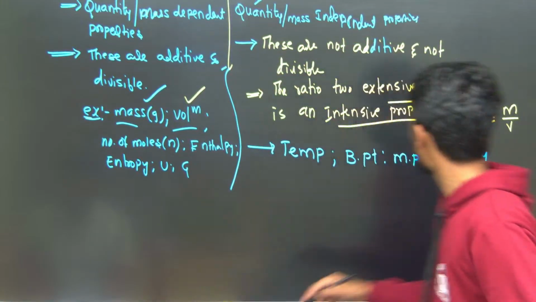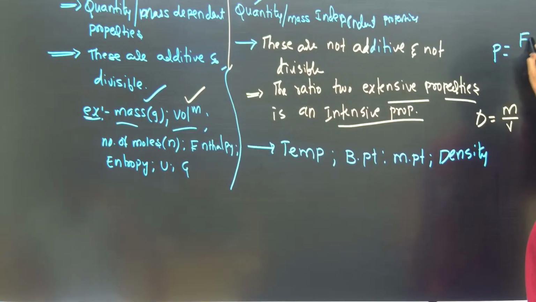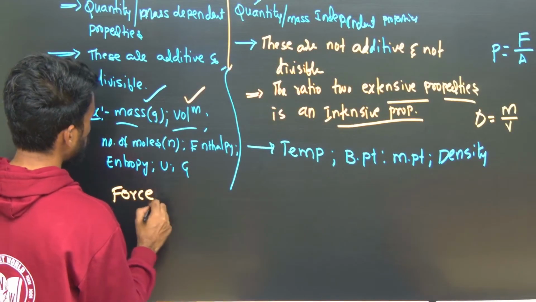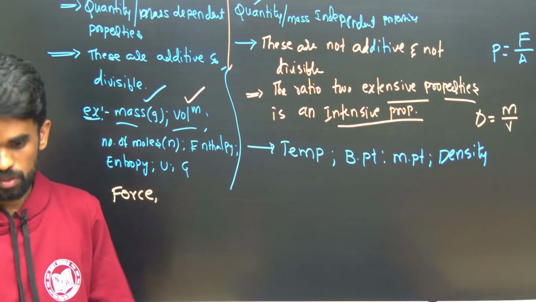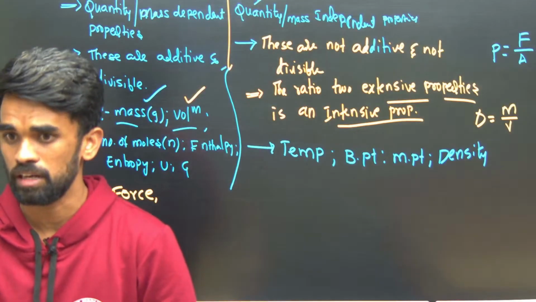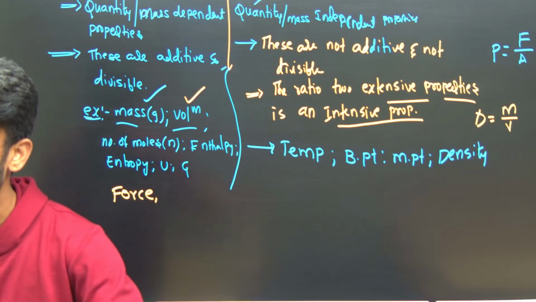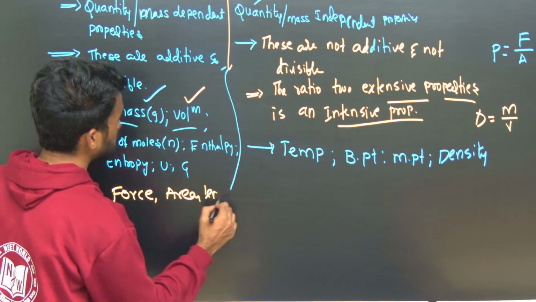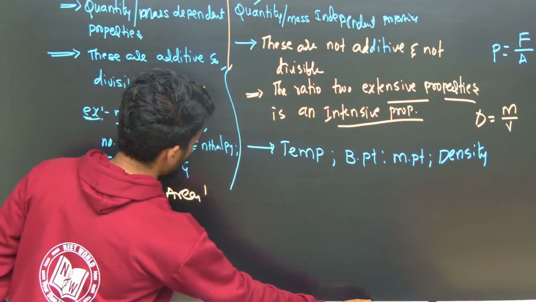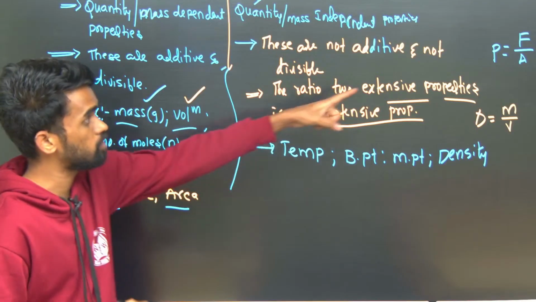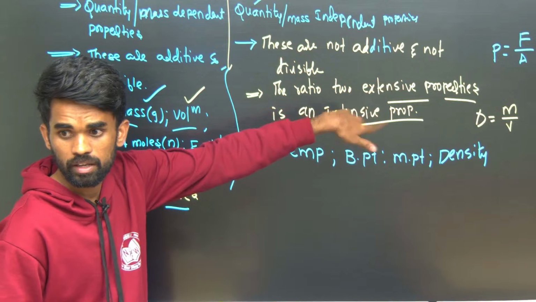And what about pressure? Here we have force per unit area, so P equals F by A. Force is an extensive property. What about area? Area is also quantity dependent. If I have only a smaller quantity, it will occupy less area. As quantity increases, area occupied also increases. So area, length, volume, all this comes under extensive properties. The ratio of these two things, so pressure comes under intensive.